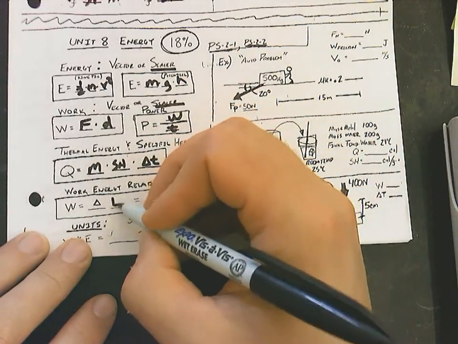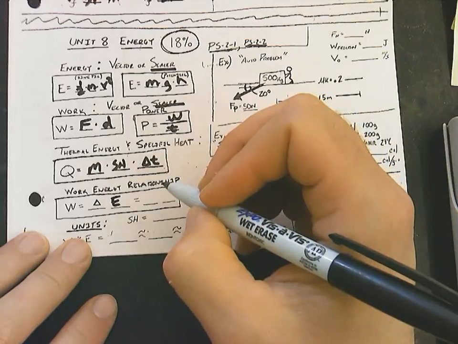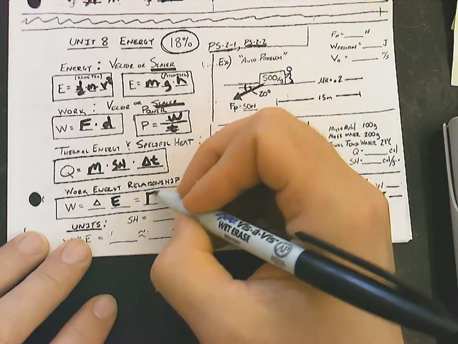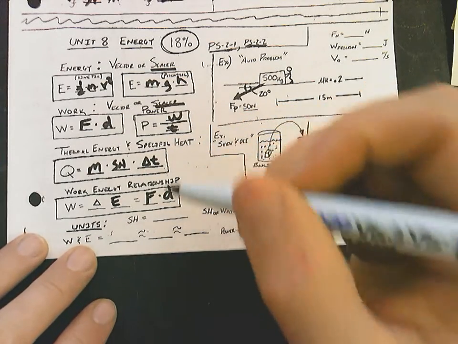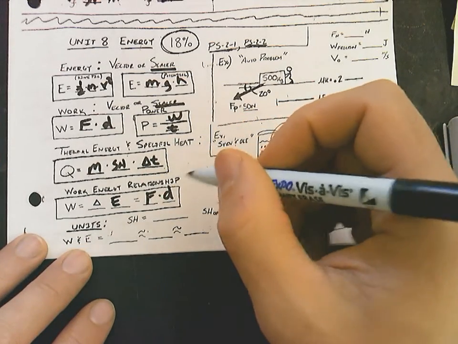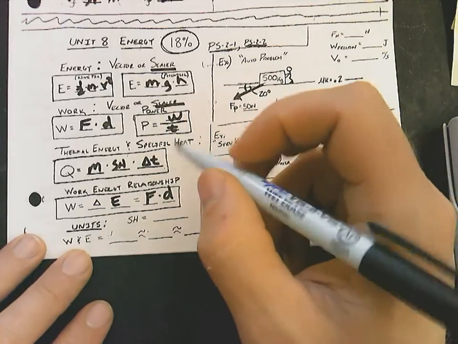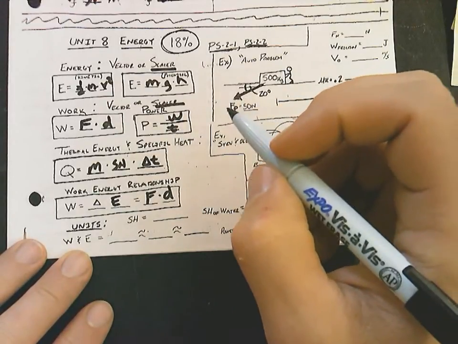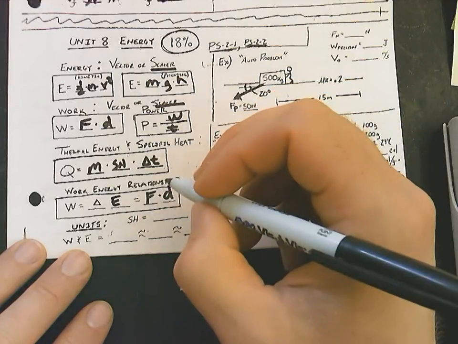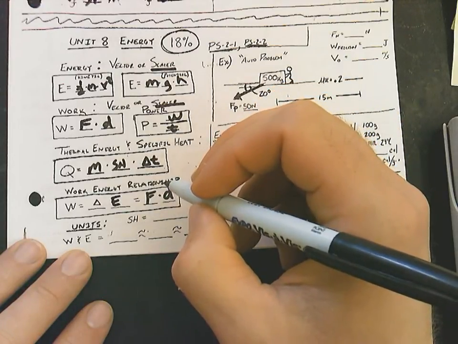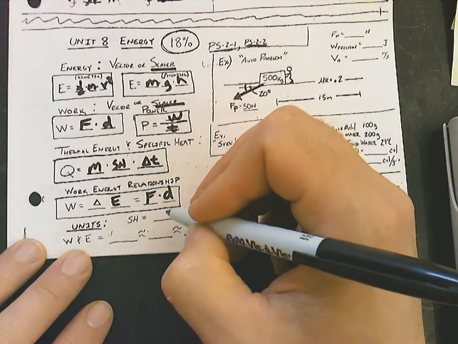Work equals a change in energy, but it also equals force times distance. So you can see here's the work-energy relationship. So they're almost the same thing. They're the same units. They're both scalar quantities, but they're not the same. They have different definitions. Work is force times distance. And energy is the ability of an object to cause a change in the system or surroundings.